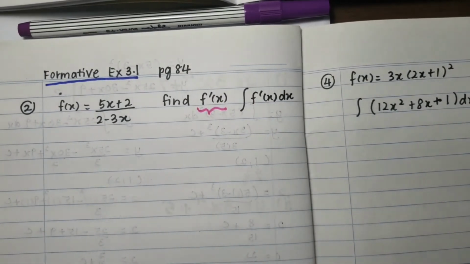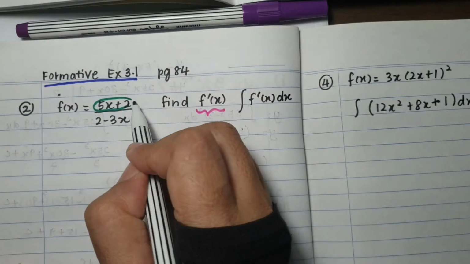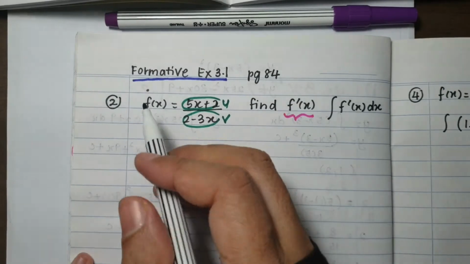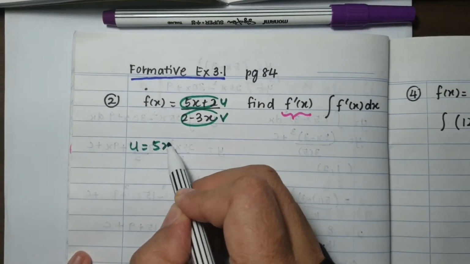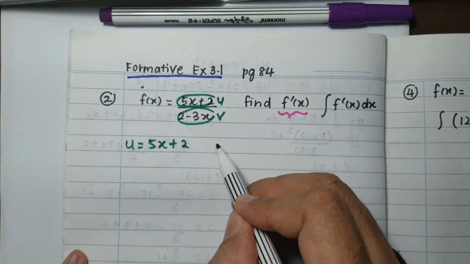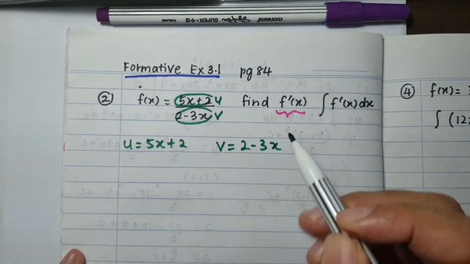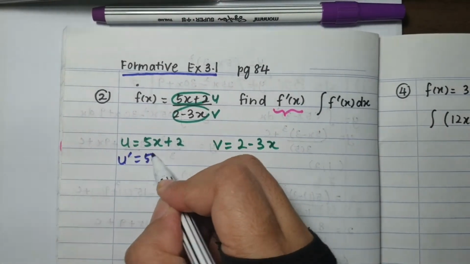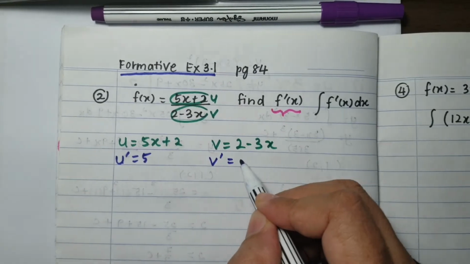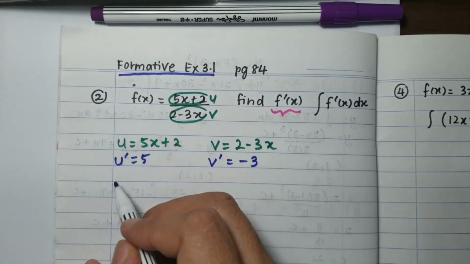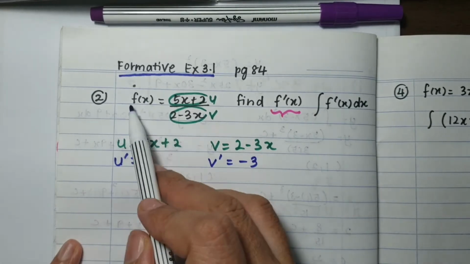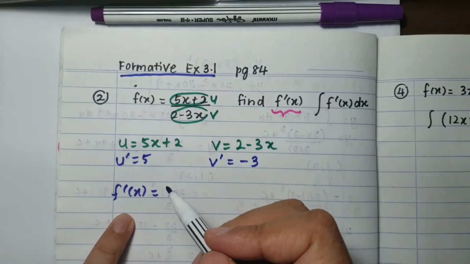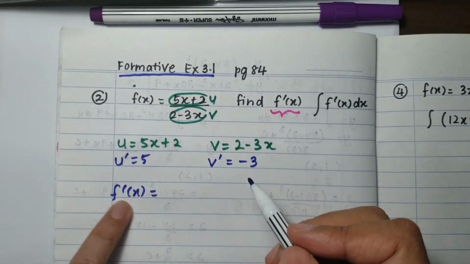Okay, let this function be u and this function be v. Let's use the quotient rule. So the u function is 5x plus 2, the v function is 2 minus 3x. Let's differentiate this function. u prime is 5, v prime is negative 3, right? Okay, so let's use the formula. Since the notation is f(x), let's use f prime x as your first derivative notation here.